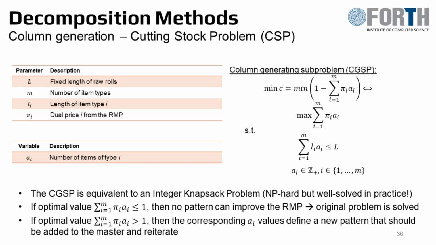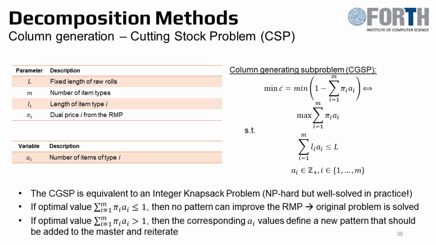After solving the restricted master problem, we obtain dual prices. Let π_i denote the dual variable associated with the demand constraint for item type i. Recall that the objective coefficient of each pattern variable x_p is equal to 1, since each pattern represents one roll. The reduced cost of a pattern p is therefore 1 minus the sum over i from 1 to m of π_i times a_ip. So the pricing problem becomes: find a pattern that minimizes this reduced cost.